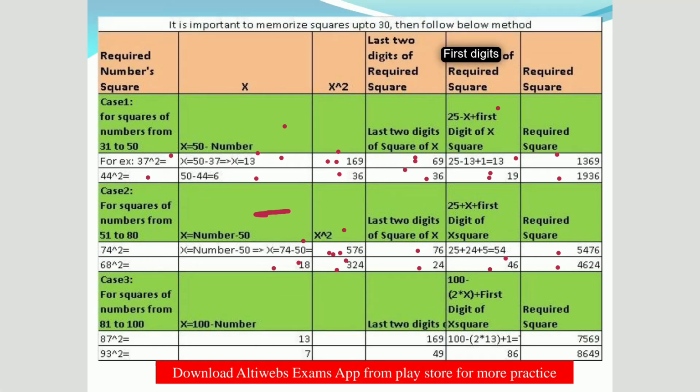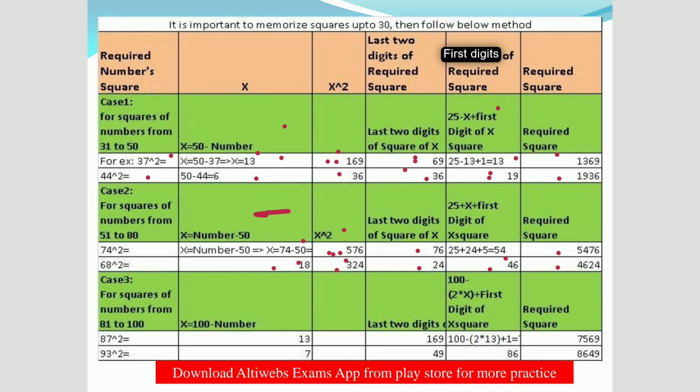It will be 100 minus 2 into x plus the first digit of x square. So 100 minus 2 into x. X is how much? 13. 100 minus 2 into 13. 2 into 13 is 26. 100 minus 26 is how much? 74. 74 plus what is the first digit of x square? 1. 75. So the first two digits will be 75, and the last two digits will be 69. The square of 87 is 7569.